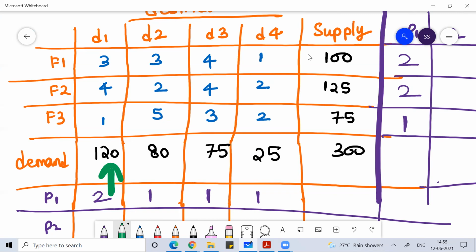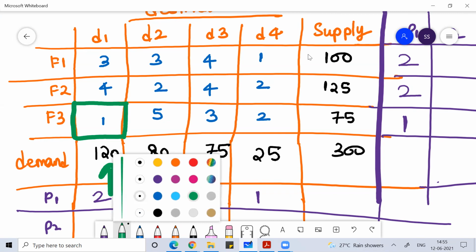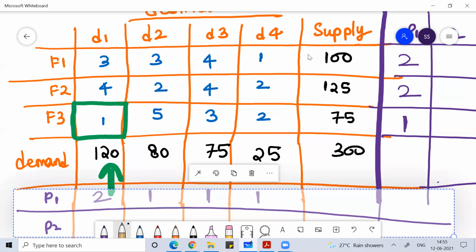Okay, now I hope you are understanding. Now I pick the first column. In that first column, pick the cell which has the lowest value. The cell with the lowest value here is 1. So in that first column, allocate on that cell.